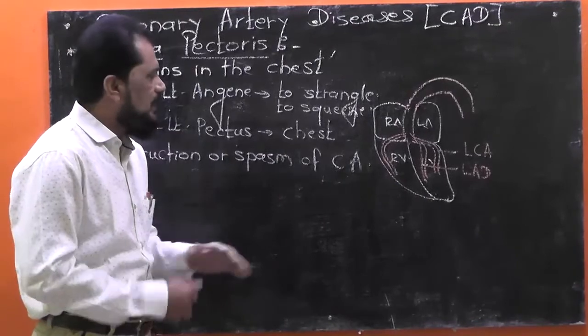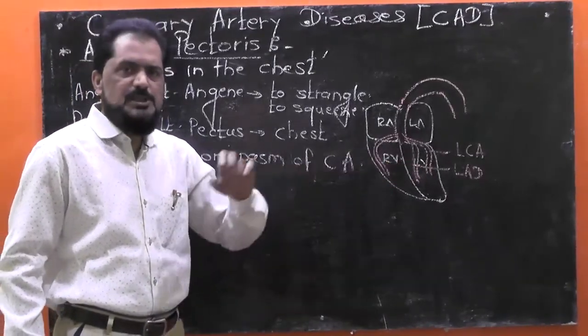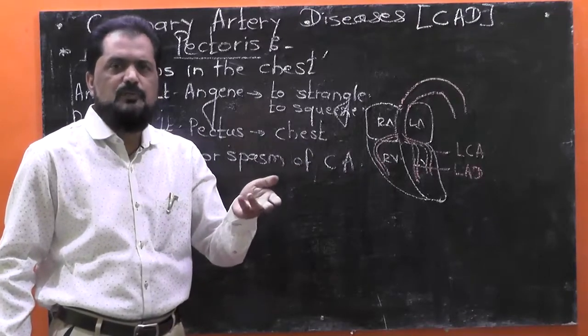Mainly, as we have now seen, these coronary arteries supply oxygenated blood, pure blood, to the heart muscles.